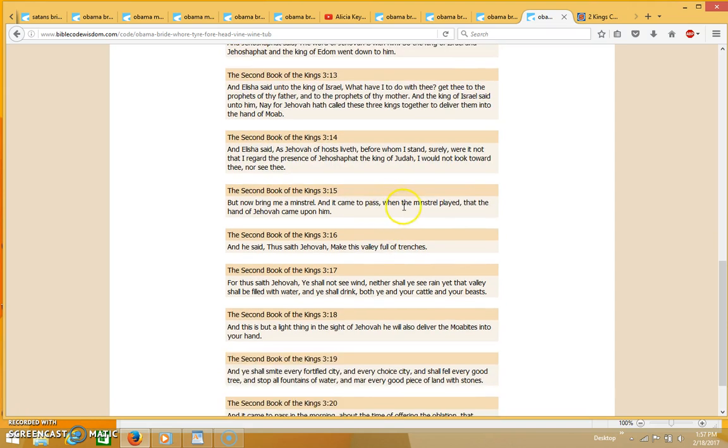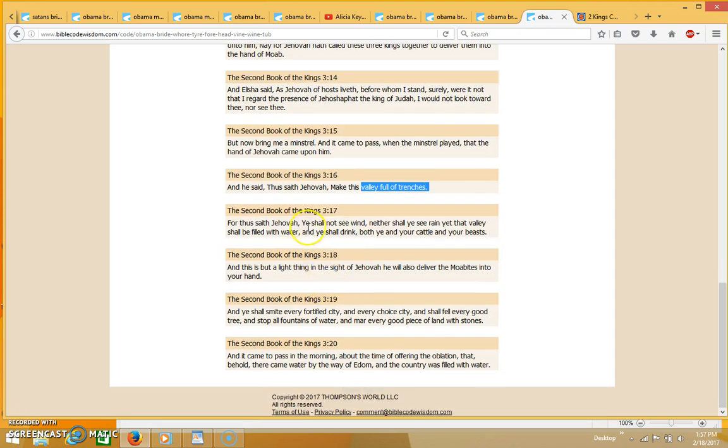And it came to pass, when the minstrel played, that the hand of Jehovah came upon him, and he said, "Thus saith Jehovah, make this valley full of trenches, for thus saith Jehovah, ye shall not see wind, neither shall ye see rain, yet that valley shall be filled with water, and ye shall drink, both ye and your cattle and your beasts, and this is but a light thing in the sight of Jehovah.